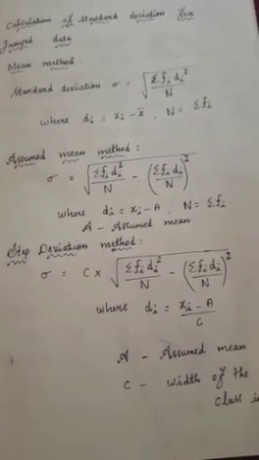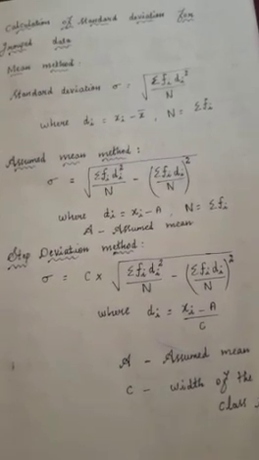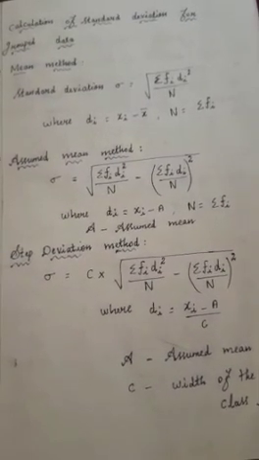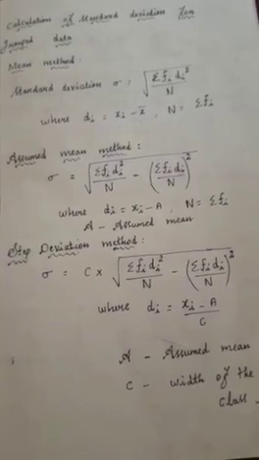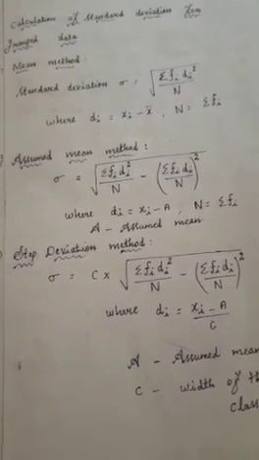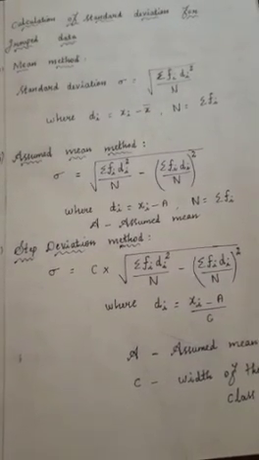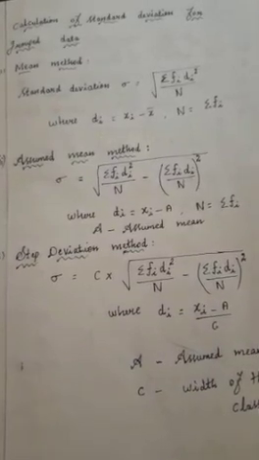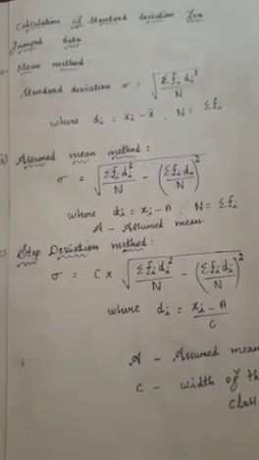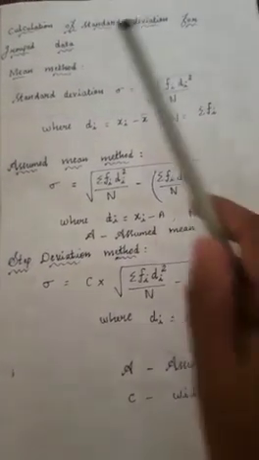So already we have learned the calculation of standard deviation if the given data is ungrouped data. Can you remember what methods we have to use for finding the standard deviation if the given data is ungrouped data? That is direct method, mean method, assumed mean method, and step deviation method. So these are the 4 methods we use if the given data is ungrouped data. Now we are going to see grouped data.